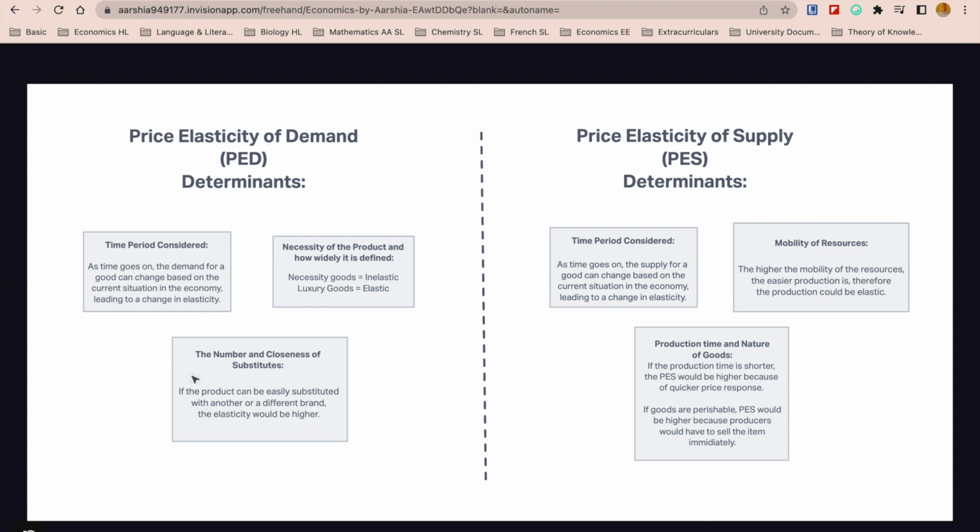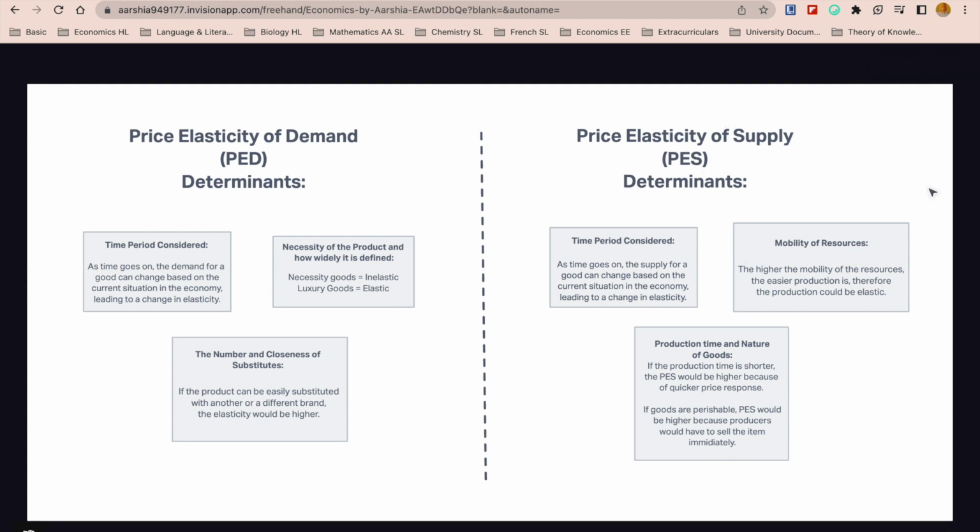The third determinant is the number and closeness of substitutes of the good or service. So if the product can be easily substituted with another or a different brand, the elasticity would be higher. For example, the elasticity of butter for brand A would be high if there are multiple different substitutes for the brand in your supermarket, such as brand B, C, or D, and we could go on and on. And so it's likely that your elasticity of this good would be higher.